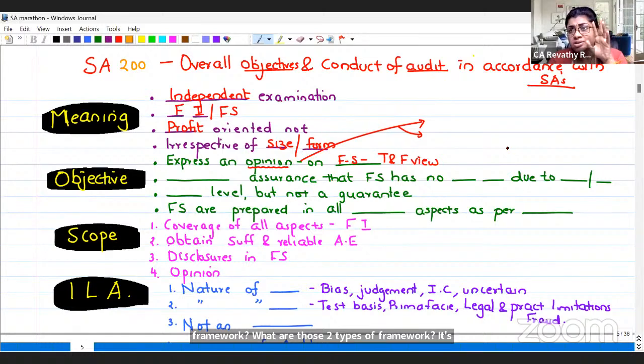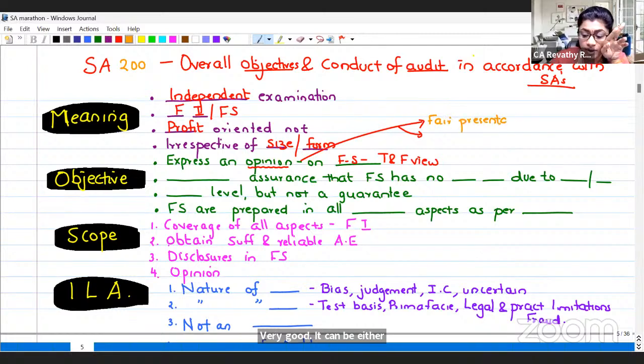Modified, unmodified are two types of opinion. I asked you two types of framework. Very good. It can be either fair presentation framework, or it can be compliance framework. We learn in SA 700 also.